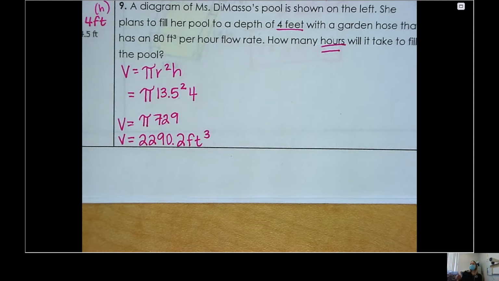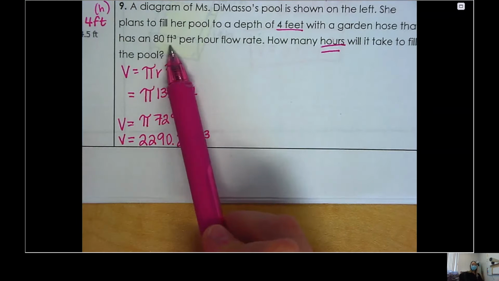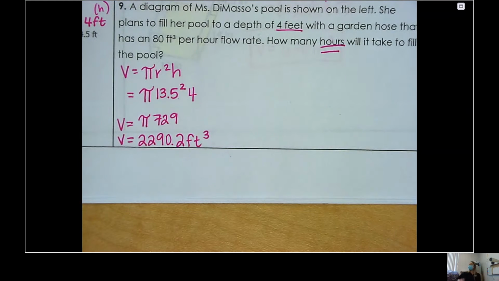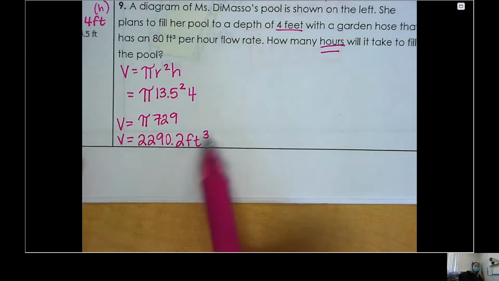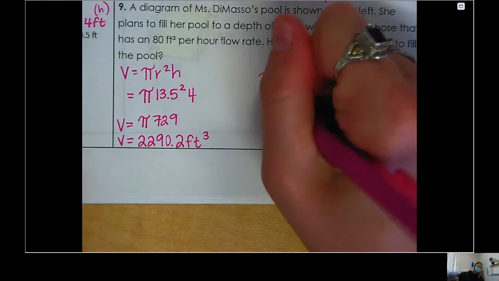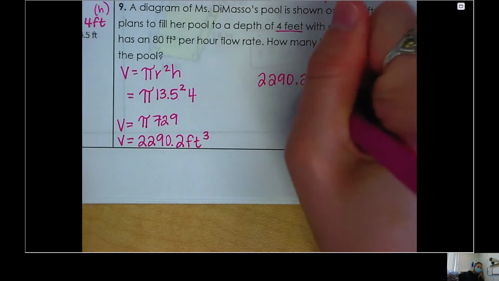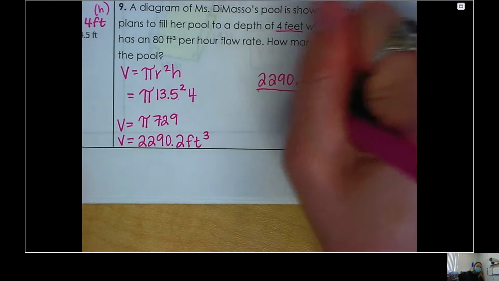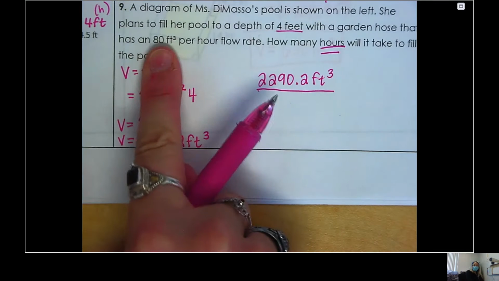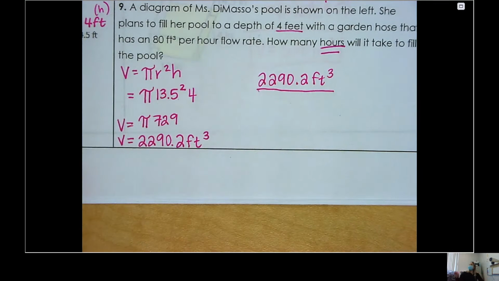Now, I know that my hose fills the pool at 80 feet in 1 hour. So in 1 hour, I do 80 feet. I want to know how many hours does it take me to do 2,290 feet. Probably going to be a very long time, right? So I'm going to take my amount, 2,290.2, and I'm going to divide it by 80 feet per 1 hour. That's going to give me how many hours it takes me to fill the pool.